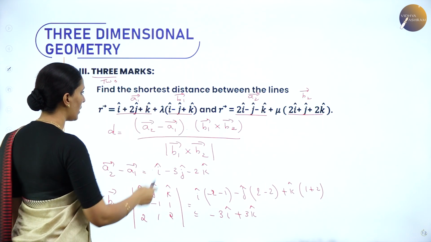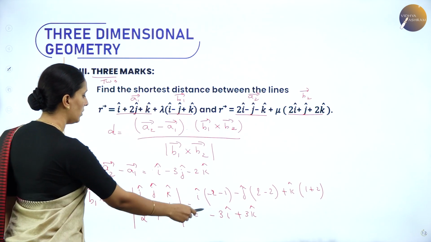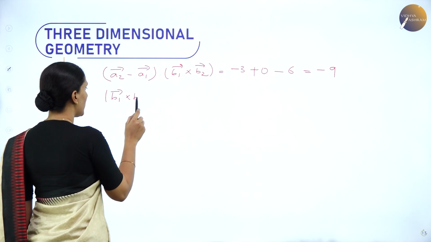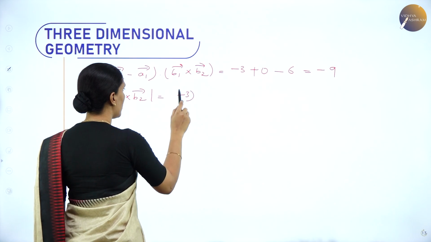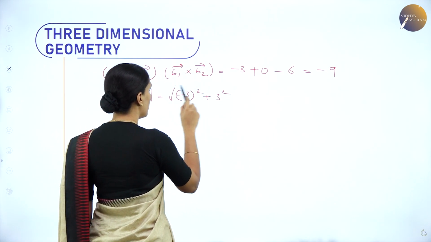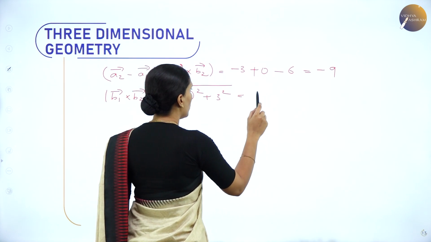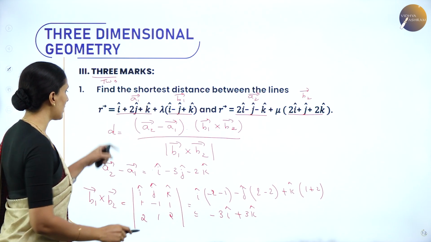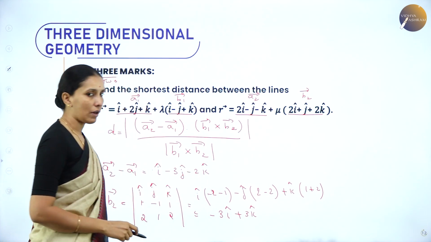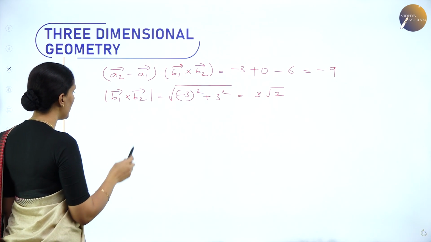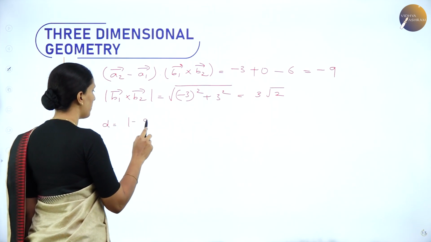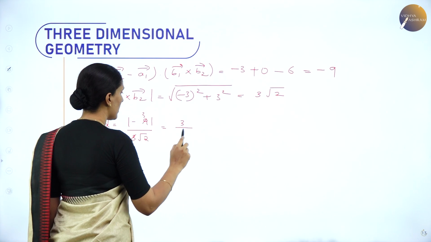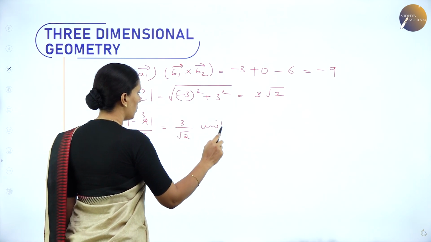Next, here we need to take the magnitude of b1 cross b2, that is square root of minus 3 whole square plus 3 square. So the magnitude of b1 cross b2 is equal to minus 3 whole square plus 3 square, which is 9 plus 9. So we can write this in the form of 3 root 2. Now since we are talking about the distance, it should be the modulus of the given value. Now let us substitute the given value in d. So then we'll get modulus of minus 9 divided by 3 root 2. If we cancel this, we'll get the distance as 3 divided by root 2 units.